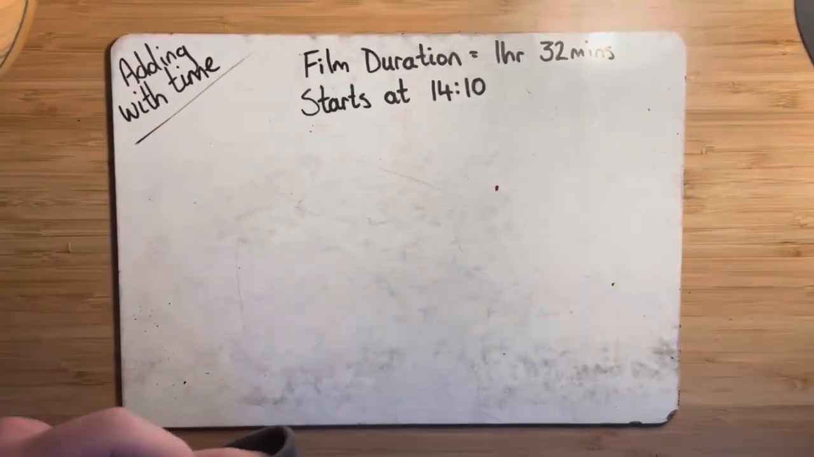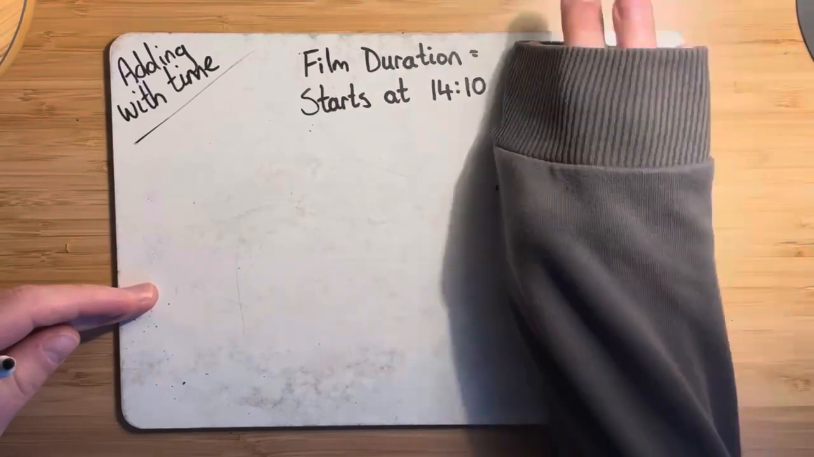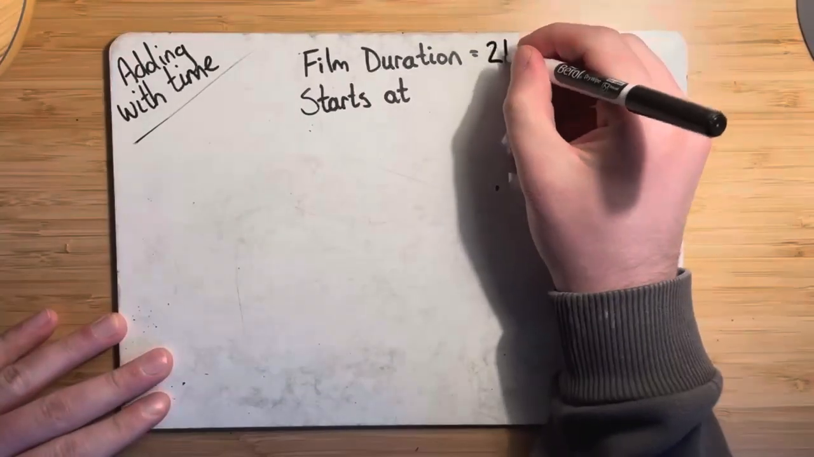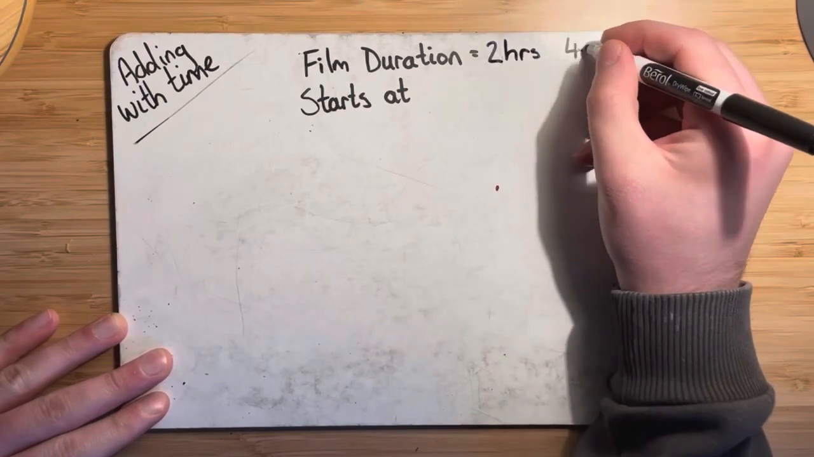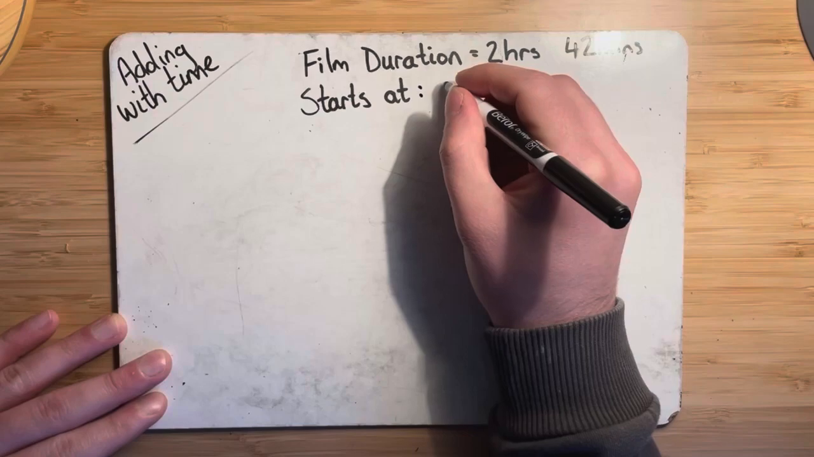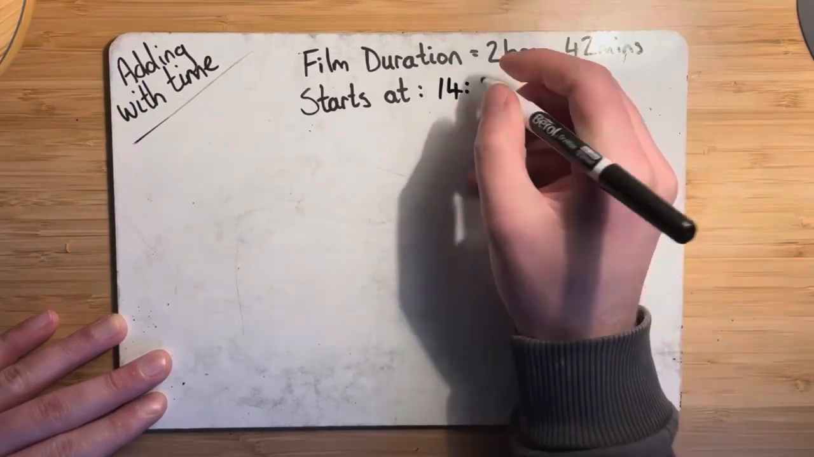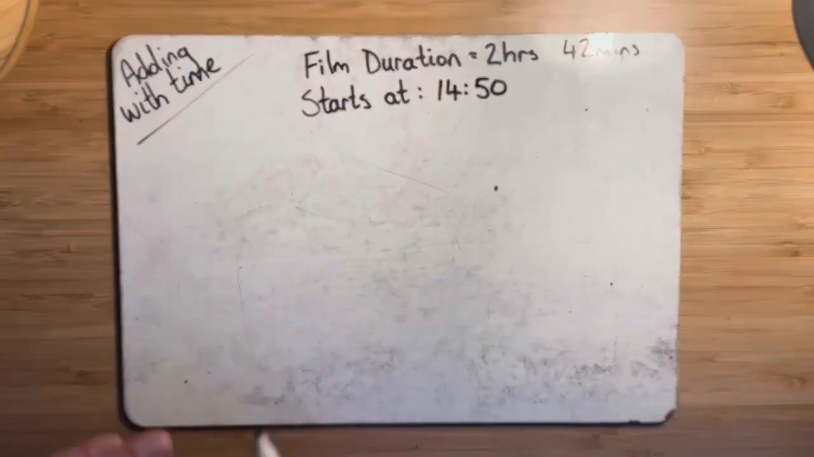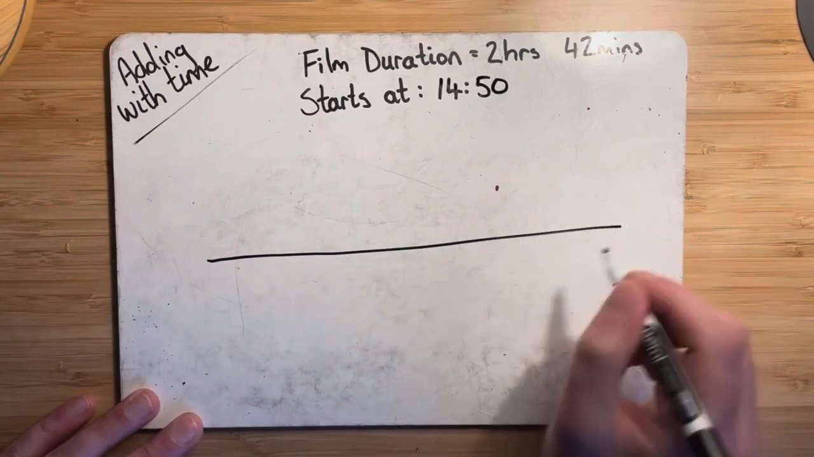So let's say that our film was, let's just change the times up a wee bit and change what time it started at. Let's see now our film, whatever it is we're watching, lasts for 2 hours and let's say 42 minutes, just to make it a bit weirder. And let's say it starts at 14:50. Okay. Now this is immediately going to be a wee bit trickier.